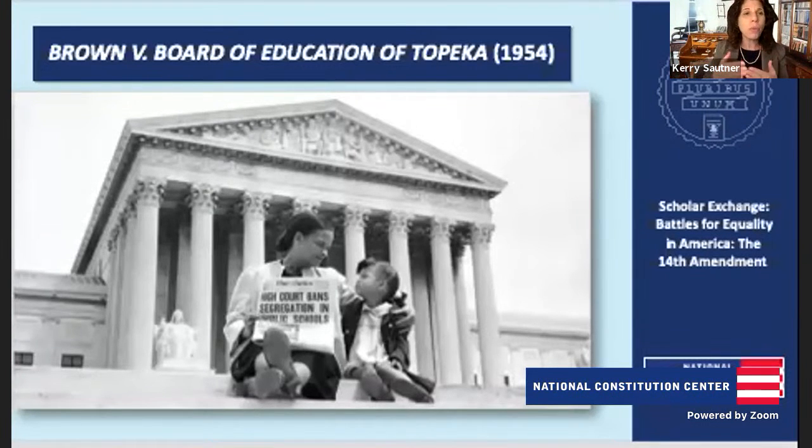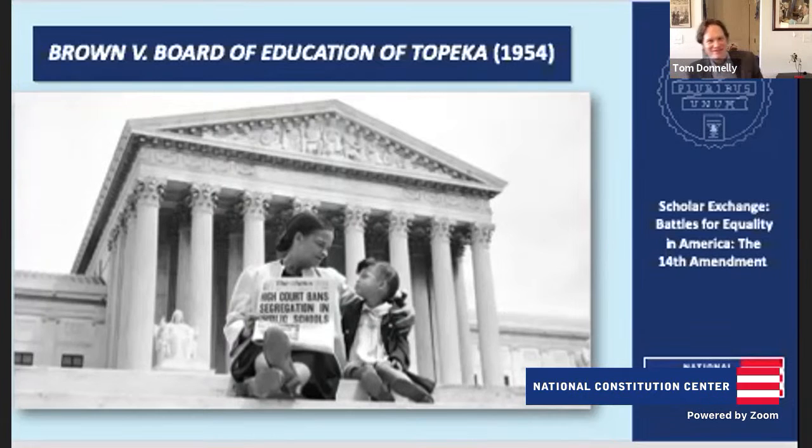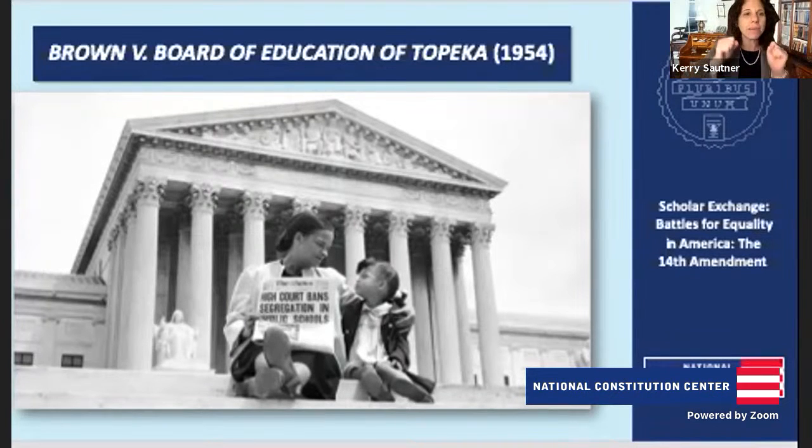Because what is the line in the opinion? With due haste, we want to desegregate the schools. Deliberate speed, that's what it is. With deliberate speed, but that is still, for so many schools and so many southern states, deliberate speed is not what was meant by Warren.